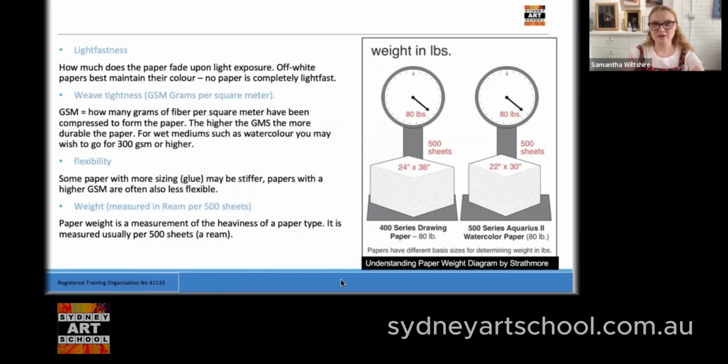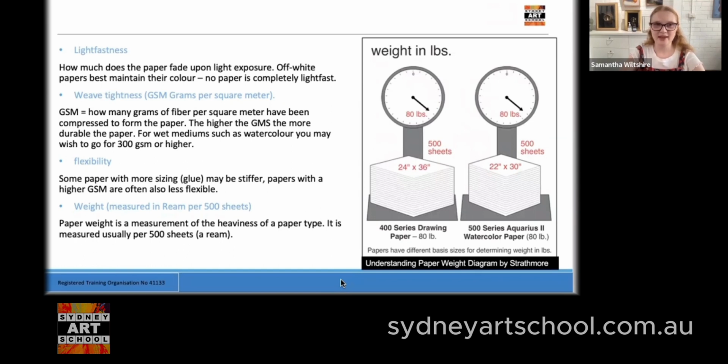Light fastness is all about how much that paper fades upon exposure to light over time. So off-white paper tends to maintain its color best, although no paper is completely light fast. So certain colors, for example, red and blue, might tend to fade faster than other colors, and it's important that we're aware of that when we're making material choices. You can extend the life of the color of your paper by storing it away from light until you're ready to use it.